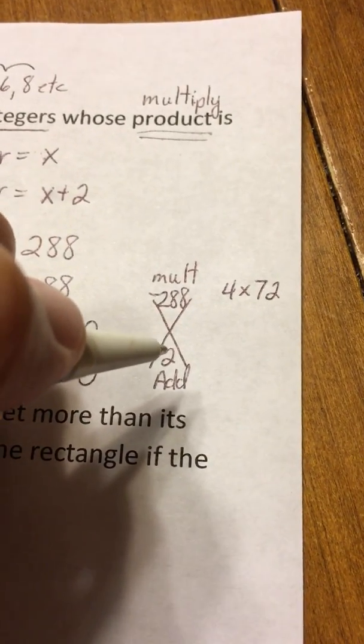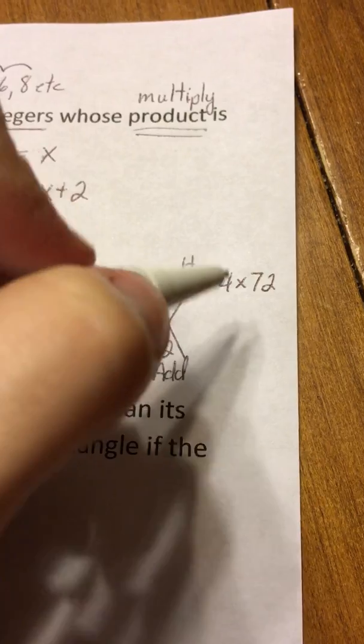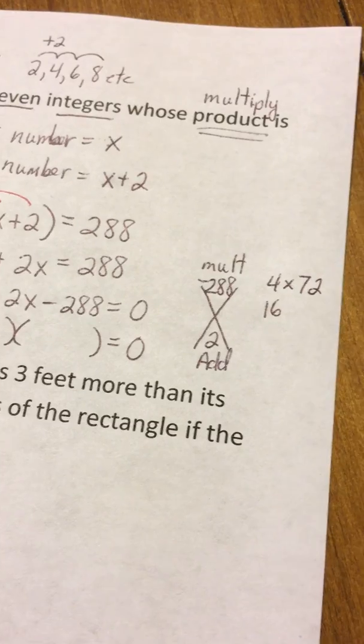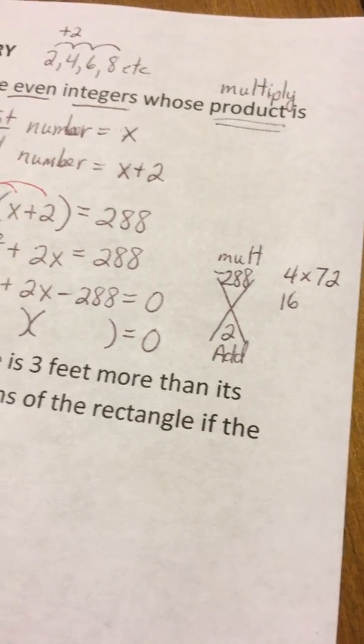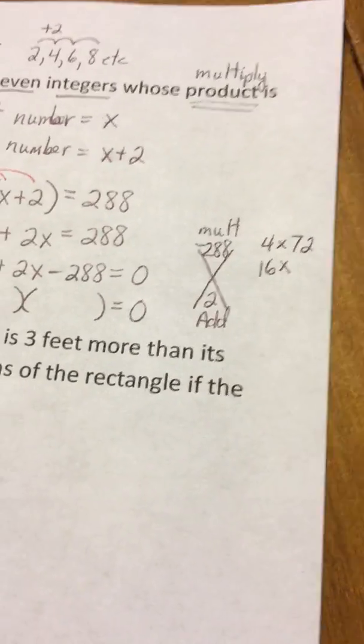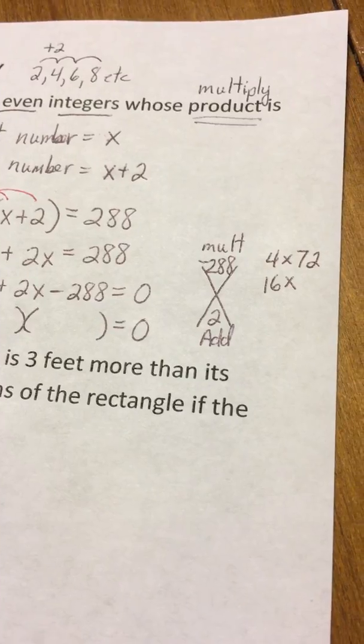I tried some different ones. Let's see. 288, I think 16 goes into 288. Just grab a calculator and divide 288 by 16 and see what works. So let's see, 288 divided by 16. 16 goes in there once.